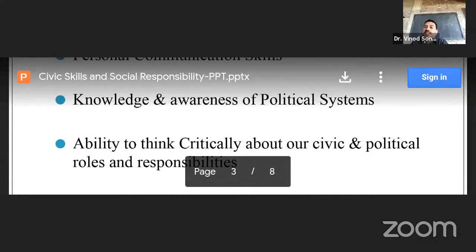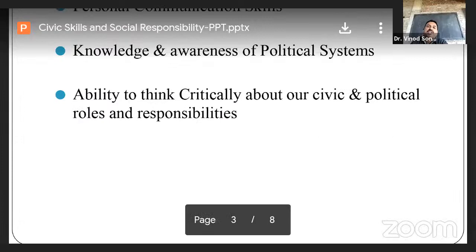improve the ability to think critically about our civic and political roles and responsibilities. We are human beings and we think, but only thinking is not important. I think thinking critically is more important, as we are educated and adult, and when we involve ourselves in civic engagement, we definitely have to develop critical thinking. Without it, it is not possible for us to know what our civic and political roles and responsibilities are.